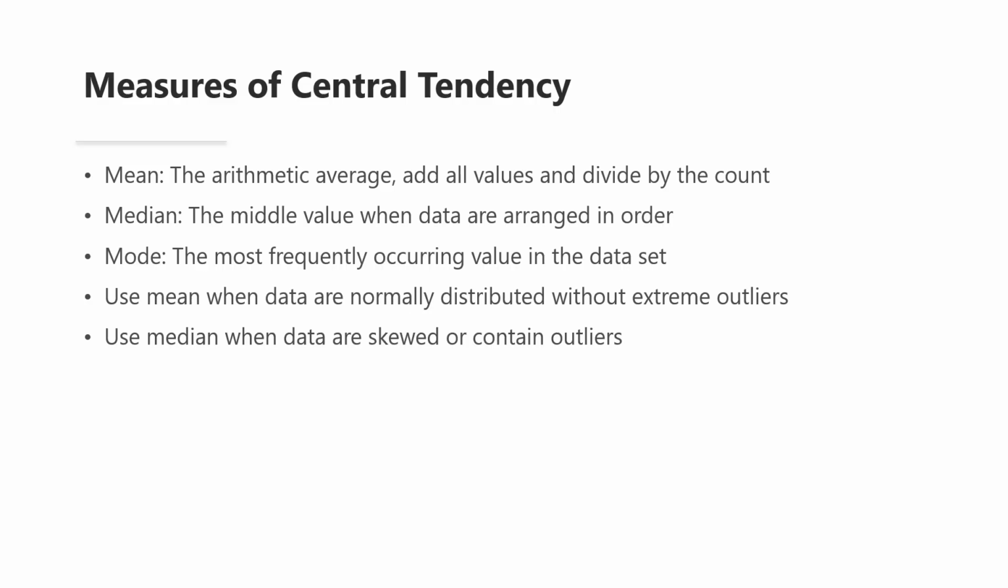For example, if annual household incomes in a community are $30,000, $35,000, $40,000, $45,000, and $500,000, the mean is $130,000, which is not representative of most households. The median of $40,000 provides a much better picture of the typical household. The exam frequently tests this concept, so remember this rule. Outliers distort the mean, so use the median instead. You are going to feel confident with this one.